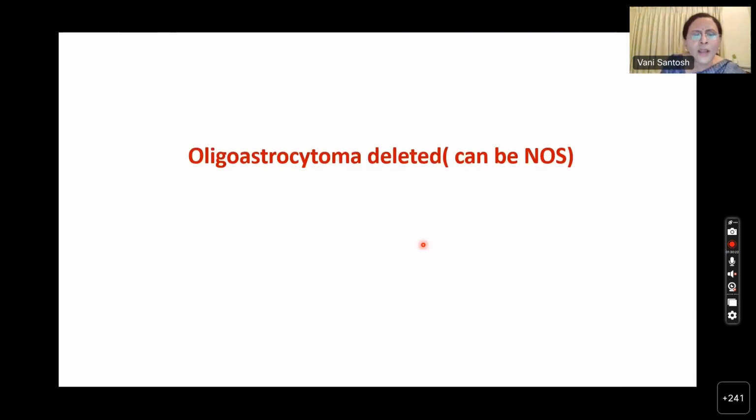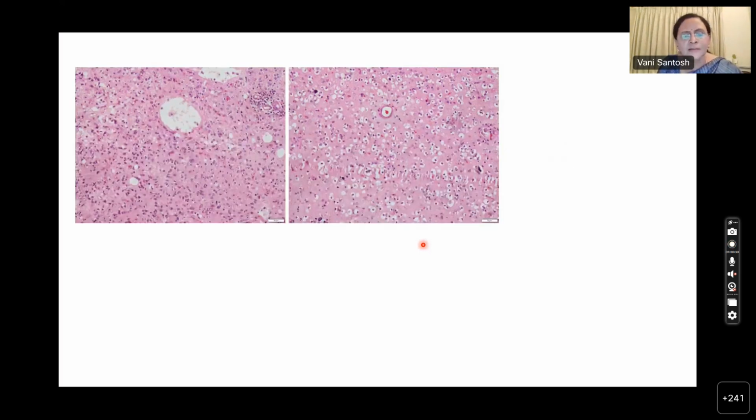And the term oligoastrocytoma is deleted. It can be used as an NOS terminology, but if you do molecular testing, oligoastrocytomas either become molecularly defined astros or molecularly defined oligodendrogliomas. So that is why the term is deleted.